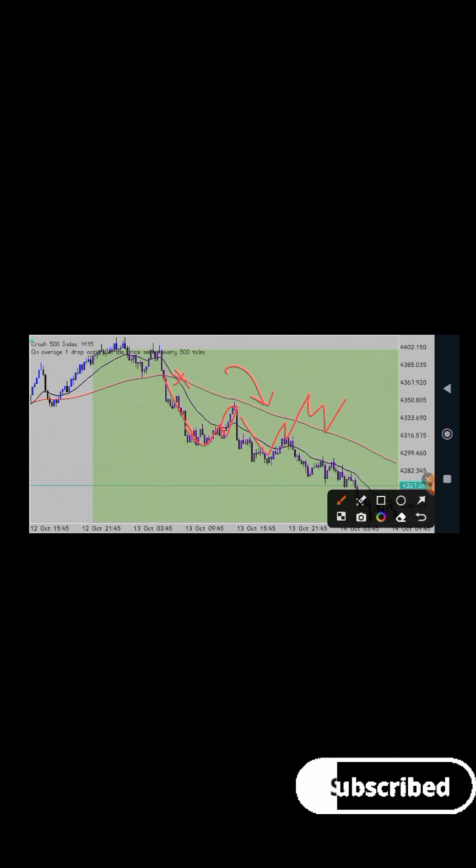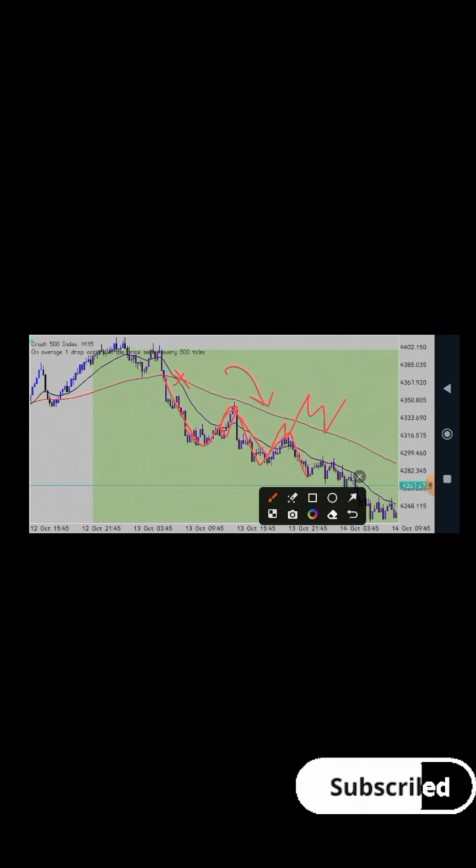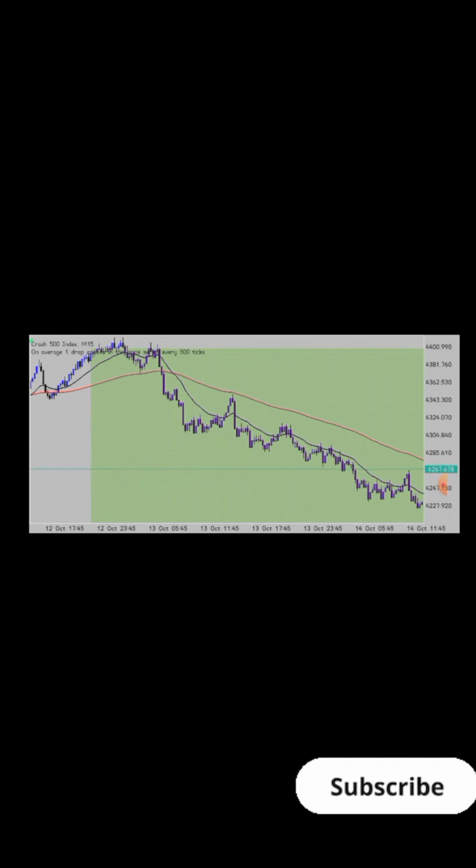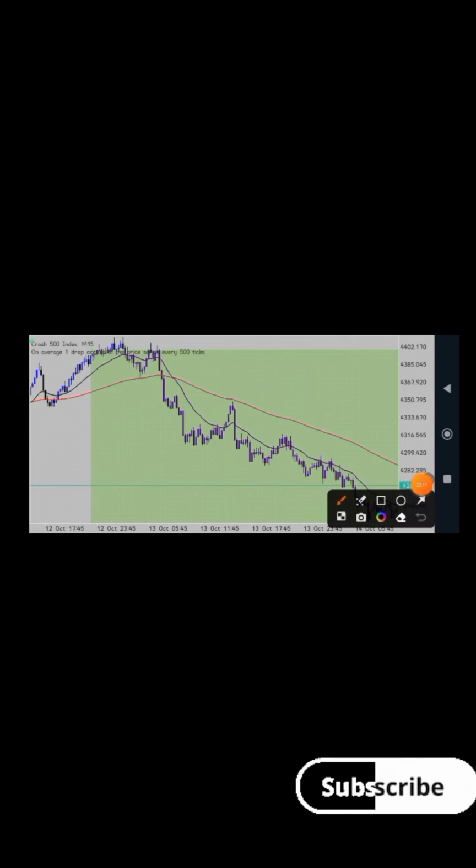But if price is below this 100 moving average, then it's certain that anything I'm doing there, I'll be looking for a sell, because it's below the moving average 100. So this is how I'm going to go in.